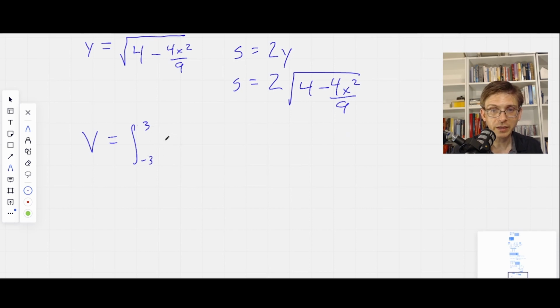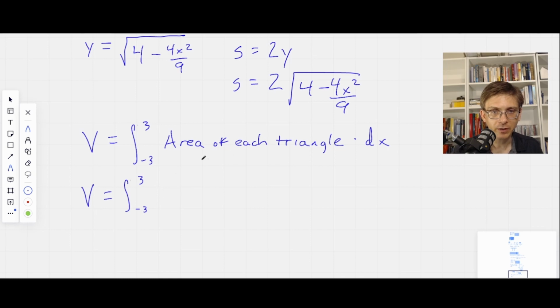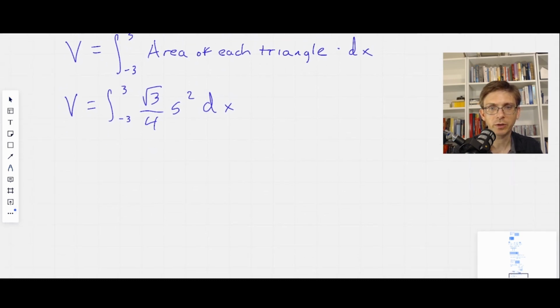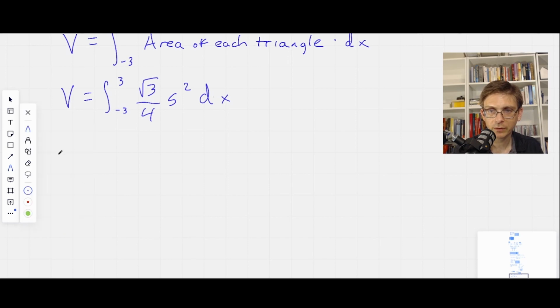And remember that we're taking the area of each triangle, and then we're going to be multiplying it by the thickness, which I'm just going to go ahead and call dx right here. So our volume is going to be the integral from -3 to 3, and our area of each triangle is rad 3 over 4 s squared dx. And then let's go ahead and plug in for s. And I realize that we could go from 0 to 3 and double the integral. That's fine if you want to do that. There's no problem in doing that, but I'm just going to keep the complication to a minimum.